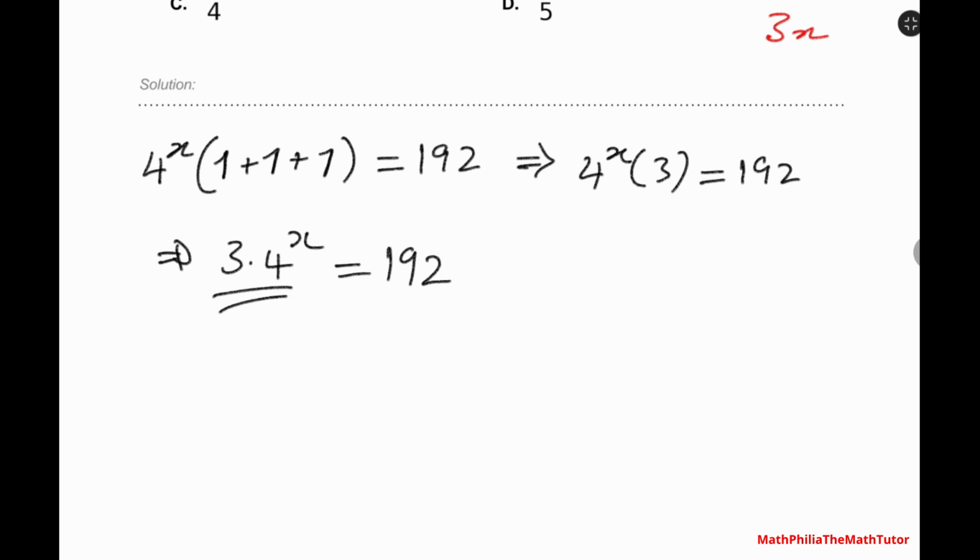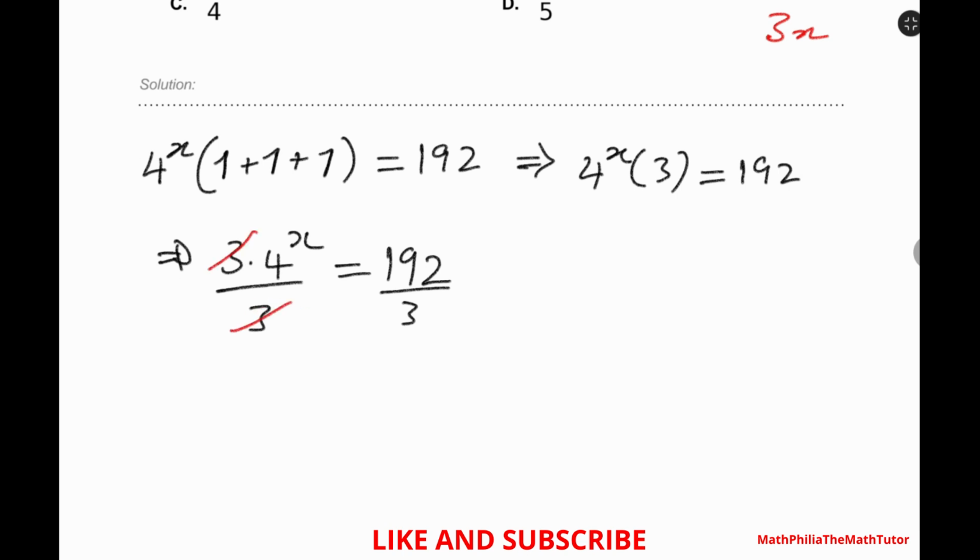The same expression here. Well, we want to have 4 raised to the power of x on its own. So let's divide both sides by 3. 3 will cancel 3. And then 192 divided by 3, I'm going to use a calculator for that, just to make our work easier and faster. So 4 raised to the power of x is equal to 192 divided by 3, which is just 64.